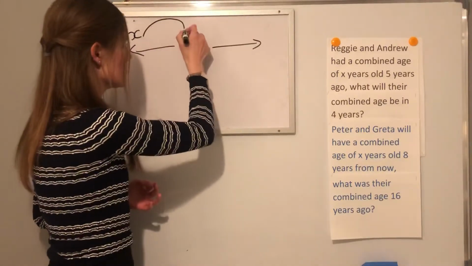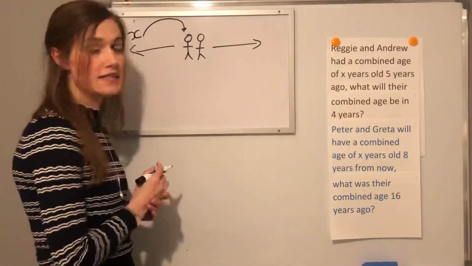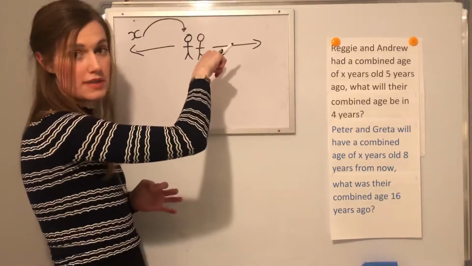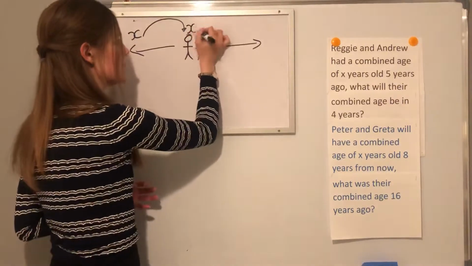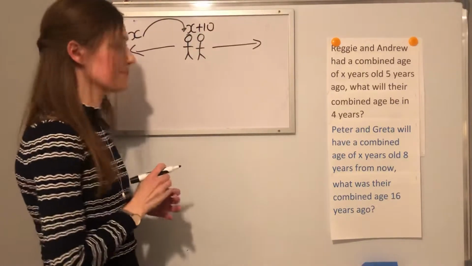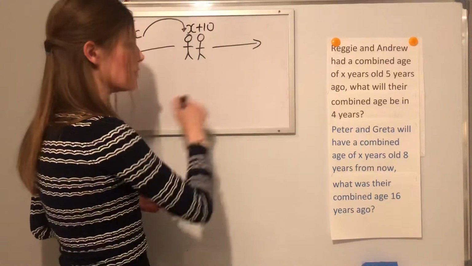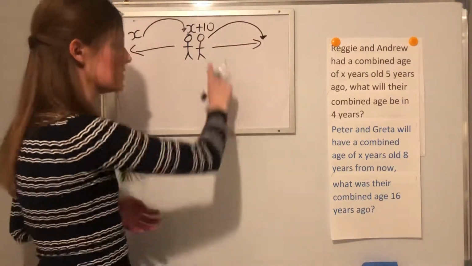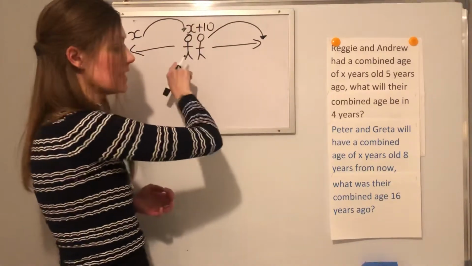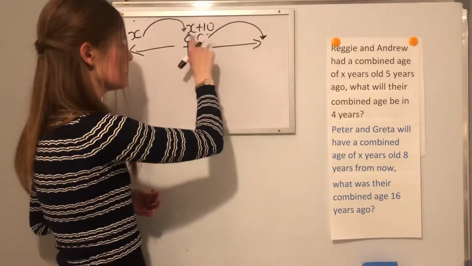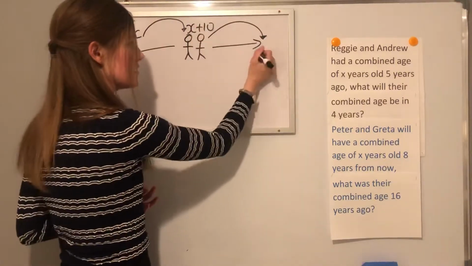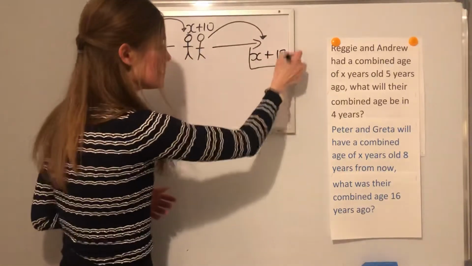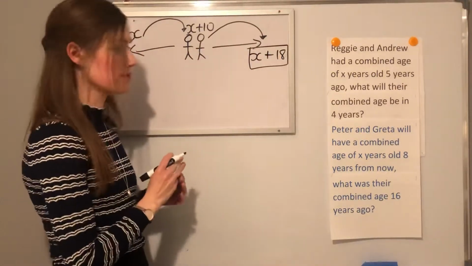Now, before, we would have added 5, but this time, Reggie has gained 5 years and Andrew has gained 5 years as well. So you end up with X add on 10. Then it says, what will their combined age be in another 4 years? And again, Reggie has gained 4 years and Andrew has gained 4 years. So we've got to add on 8, giving us X add on 18. And this is the answer that you put in the answer box.